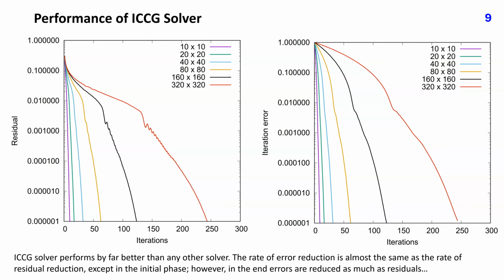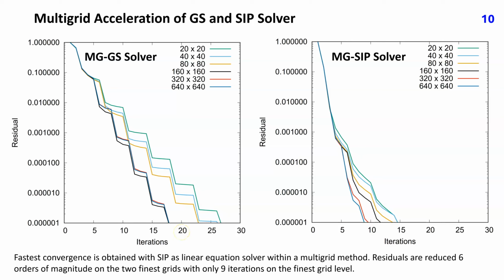Secondly, the number of required iterations only doubles as the grid spacing is halved, while with the previous three solvers, the number of iterations was increasing by a factor of 4 with each refinement. Finally, the iteration error norm is also reduced 6 orders of magnitude on each grid, the same reduction as for the residual norm.